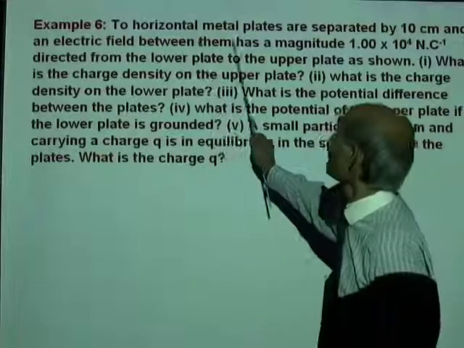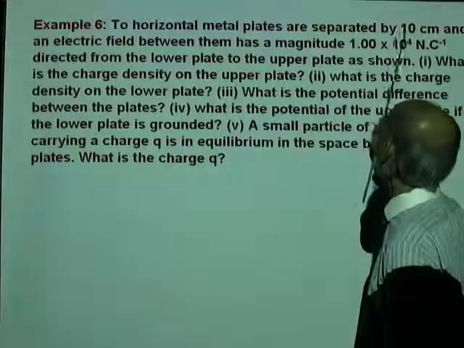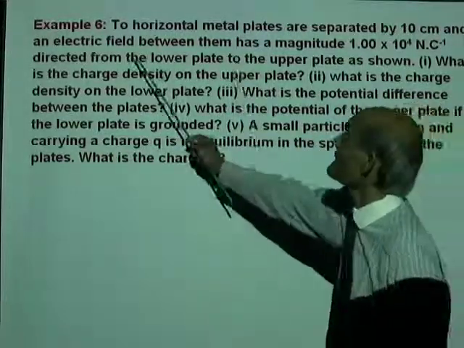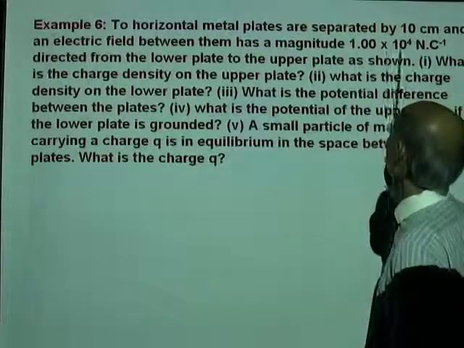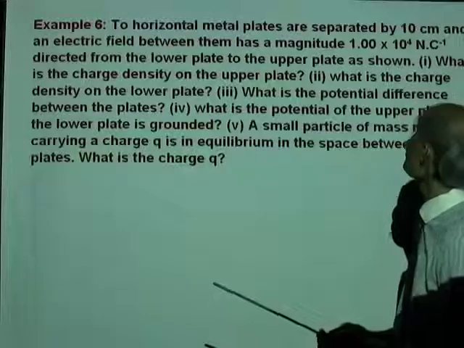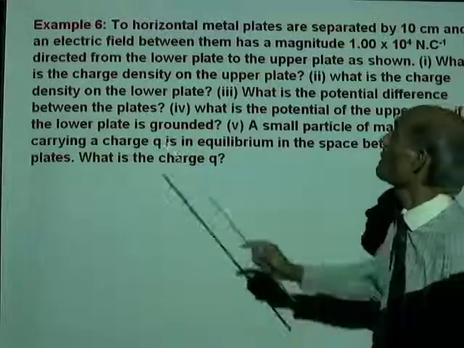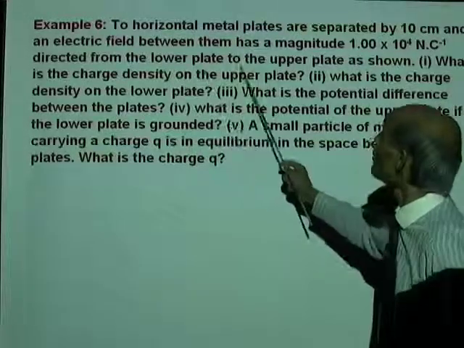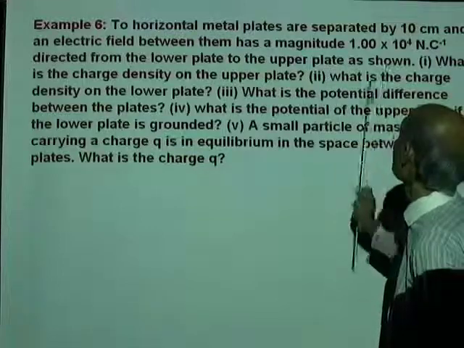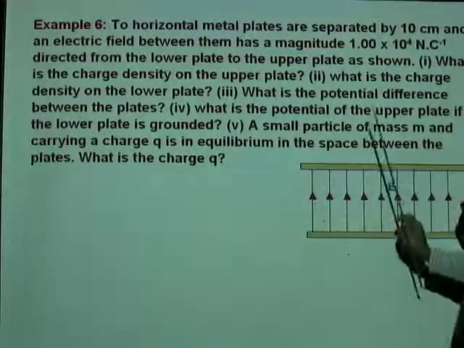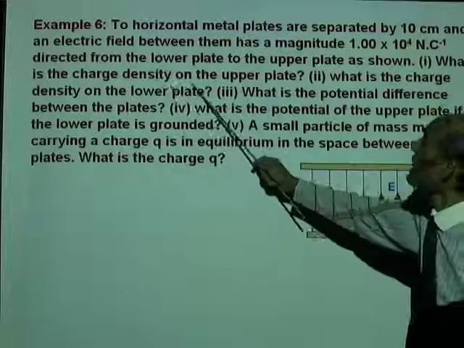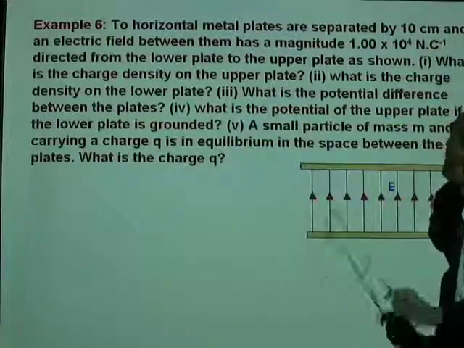Two horizontal metal plates are separated by 10 centimeters, and an electric field between them has a magnitude of 1 times 10 to the 4 newton per coulomb, directed from the lower plate to the upper plate, as shown in the figure like this. What is the charge density on the upper plate?